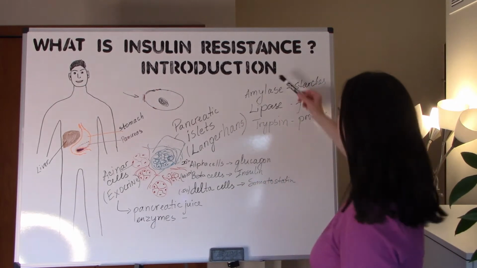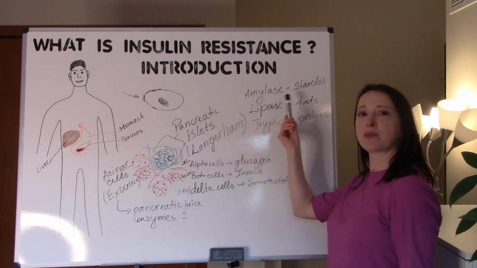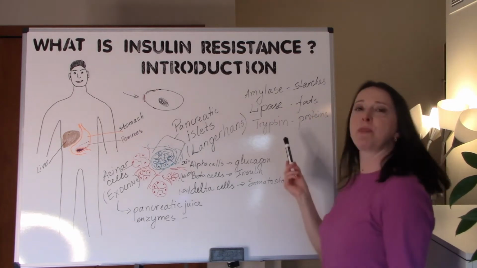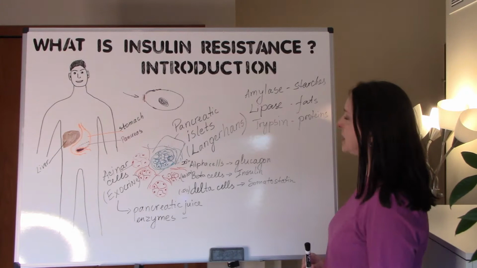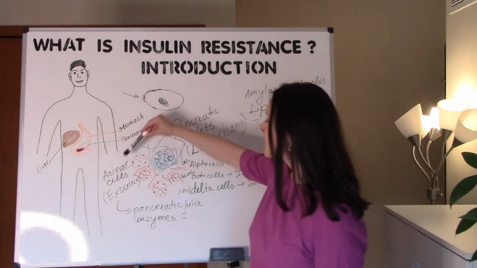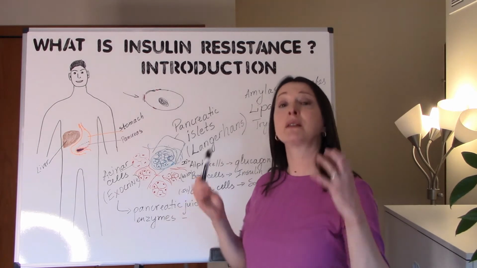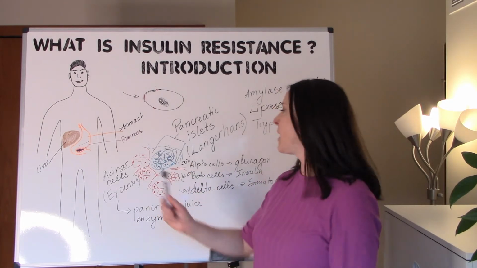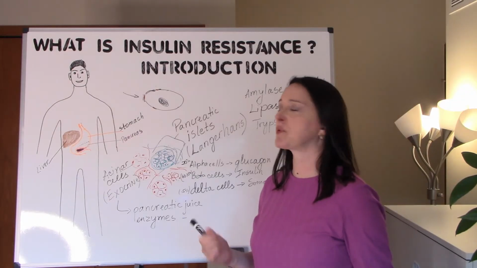As we know, there are three major digestive enzymes. The amylase breaks down the starches, the lipase breaks down the fats, and the trypsin breaks down the proteins. So this is the exocrine function of the pancreas. And the pancreas mostly consists of the exocrine cells, probably about 98-99%.